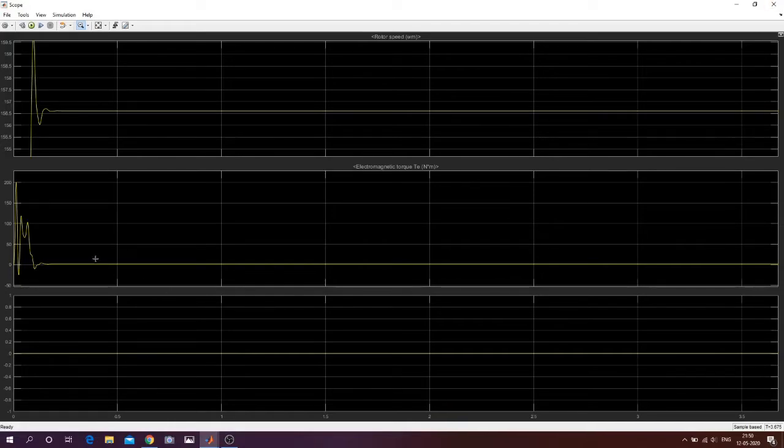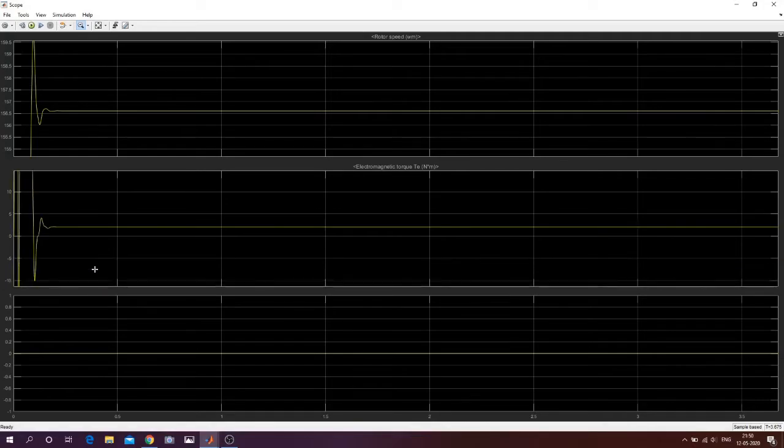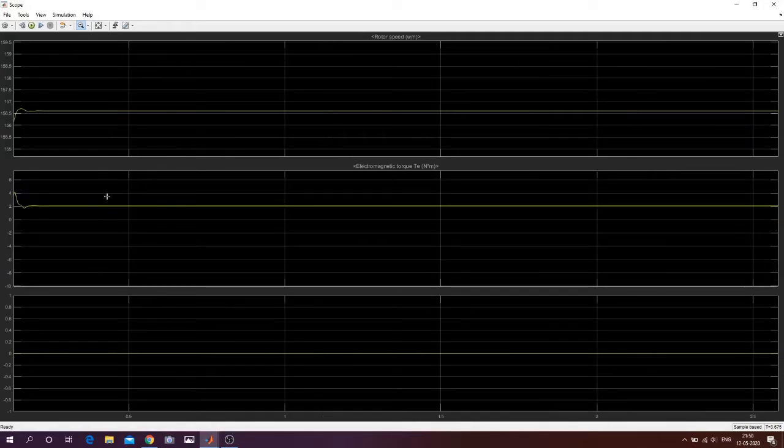So you can see that this is less than 157. Also the no load torque, this is a no load condition. The no load torque is almost equal to 0. So let us check. The no load torque is equal to 2 Newton meter.